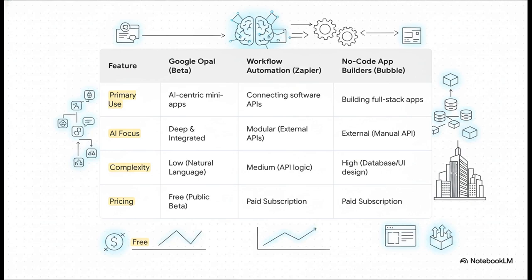So check this out. This table really breaks it all down. Over on the left, you've got Google Opal, which is all about building these little AI-powered apps from a simple prompt. Then you've got Zapier, which is for connecting the apps you already use. And way over on the right is something like Bubble for building whole websites from scratch. But the real kickers are the bottom 2 rows, complexity and pricing. Opal is designed to be dead simple, just natural language. And it's free. That is a massive difference from the paid, more complicated world of the old guard.